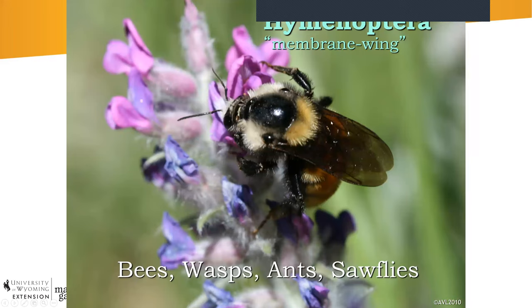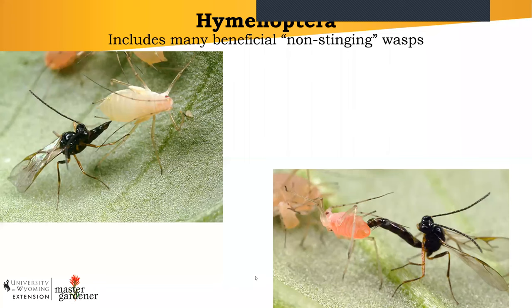Hymenoptera, membrane wing, is what that refers to. Bees, ants, wasps, and sawflies. Now, the majority of the Hymenoptera species are pretty small, and we refer to them as non-stinging wasps. But these aphids would disagree, because many of them are what are called parasitoids, in that unlike a parasite that lives at the expense of its host, a parasitoid eventually kills its host. And so in this case, they're inserting an egg into the body of an aphid.